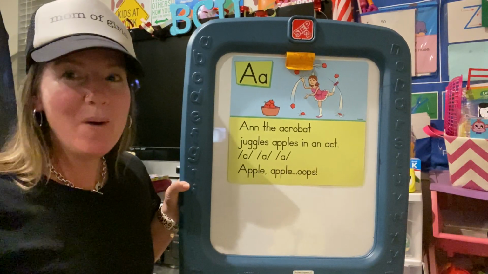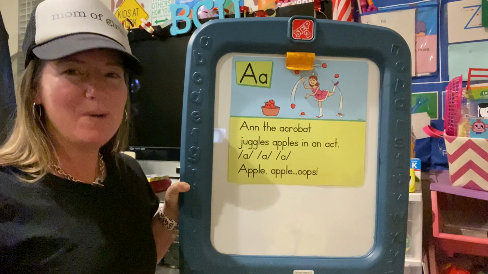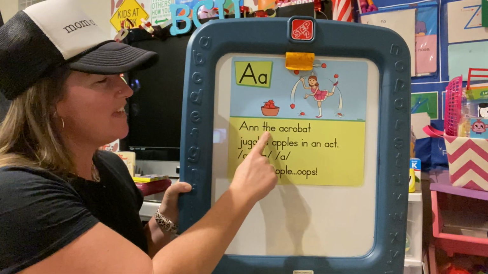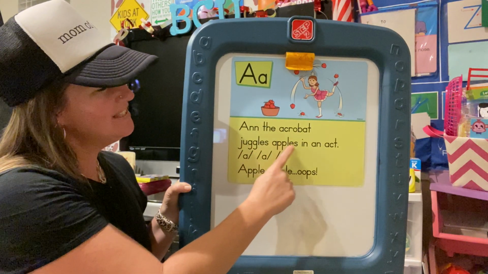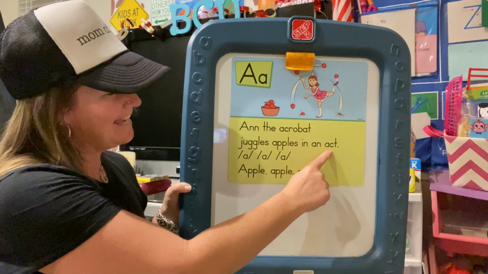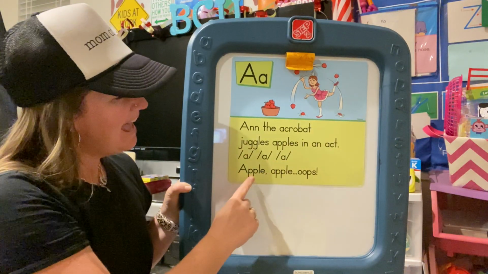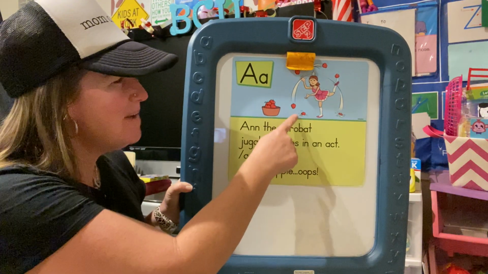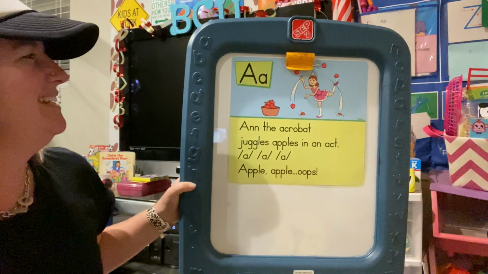Okay, here's the poem the first time. Remember, I'm going to have you listen. Can you listen to the poem? Thumbs up, ready to go? Here we go. Anne the acrobat juggles apples in an act. Ah, ah, ah. Apple, apple, oops. What happened to the apple? Yes, it fell on the ground, didn't it?